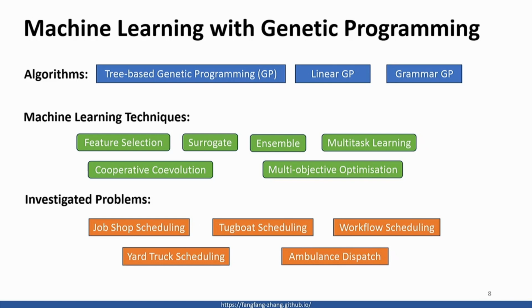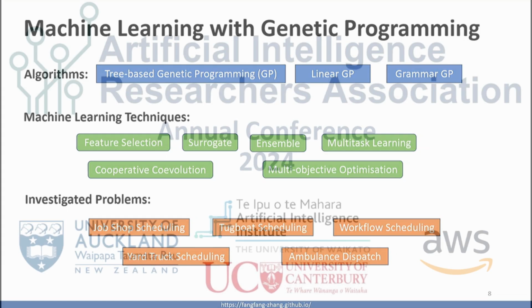And in my research, I also use a number of machine learning techniques. For example, feature selection to reduce the search space, and surrogates to reduce the training time, since it's based on dynamic simulation, which is normally quite time consuming. And also work on multitask learning and so on. We also work on real-world applications, like the ambulance dispatch introduced before, also yard truck scheduling and tugboat scheduling, and so on. Thank you.